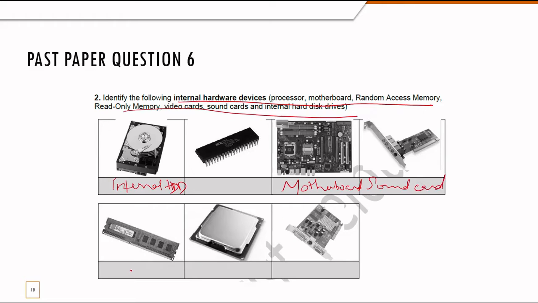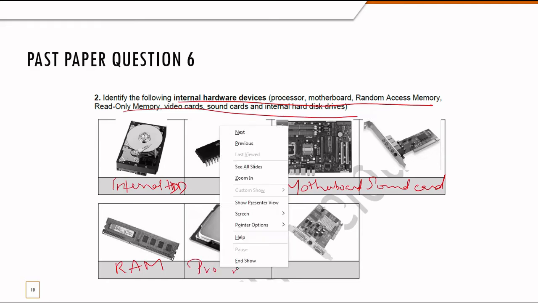This is your RAM chip because RAM slots are extendable and they look like this. This is the CPU, so let's call it the processor since that's the name given in your list.